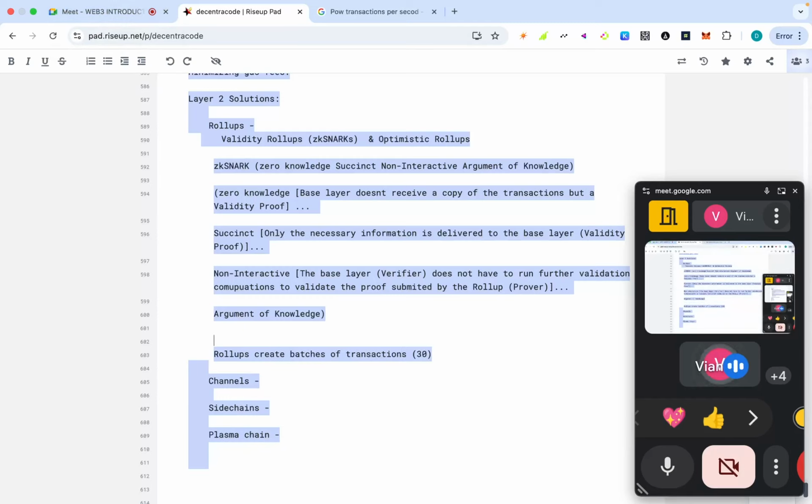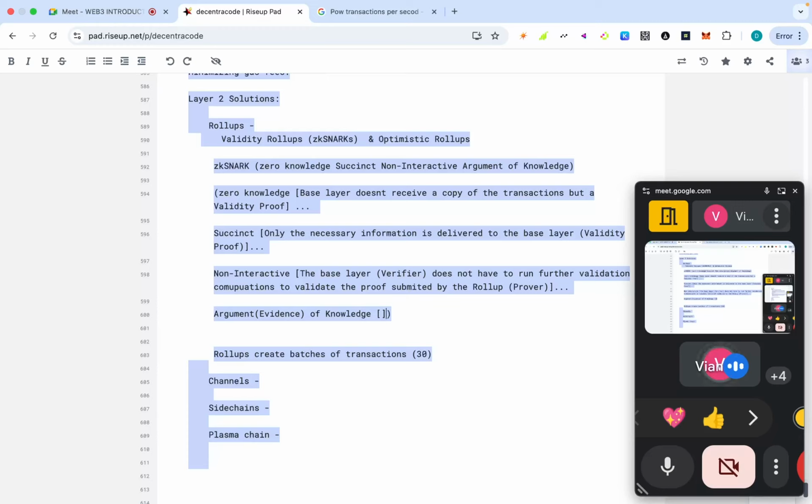Yeah, and just to finish my definition, what argument of knowledge means in the definition of a ZK snack is that argument, simply in English, is simply evidence. So what I could actually change this to be is evidence of knowledge. That's what it would mean in this case. So what's the evidence that the layer 2 solution actually has information about these transactions? It delivers that validity proof.